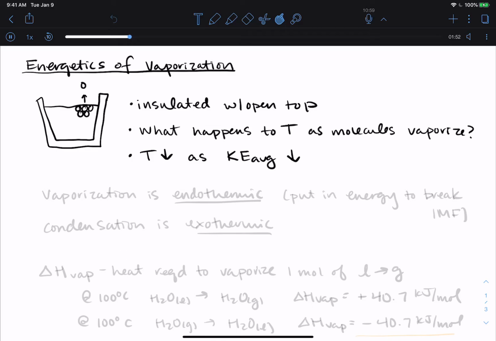The other way that you can think about this, and the temperature goes down regardless, is that vaporization is endothermic, and we have seen this with our phase change stuff already. Right, you have to put in energy to break the intermolecular forces. So that molecule of water that escapes, you can think about it taking energy away from the water sample. And so when you remove it as thermal energy, the temperature goes down. So vaporization is endothermic. The opposite process, condensation, is exothermic.